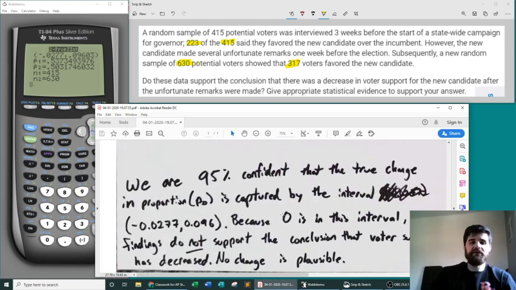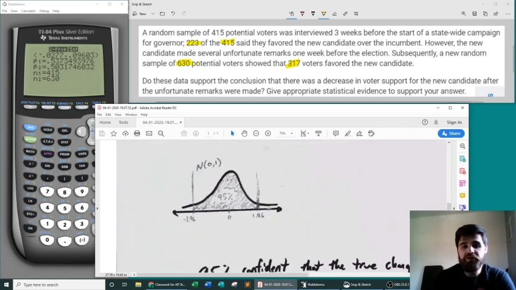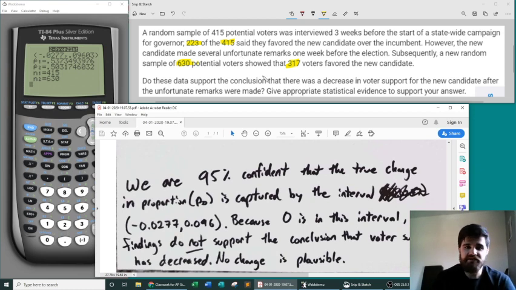So our conclusion usually looks something like this. We're 95% confident that the true change in proportion, PD, is captured by the interval negative 0.0277 to 0.096. Because 0 is in this interval, it goes from negative to positive, our findings do not support the conclusion that voter support has decreased. Based on what we see here, it's plausible that voter support has not changed at all. Based on these samples, it's possible that the amount of voters that favor our new candidate is exactly the same as it used to be.